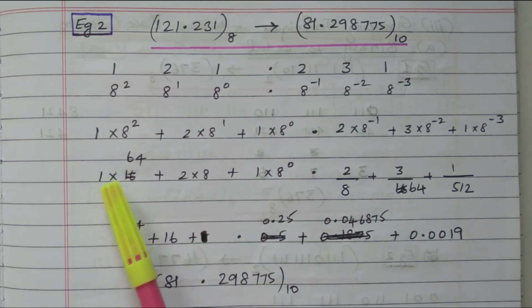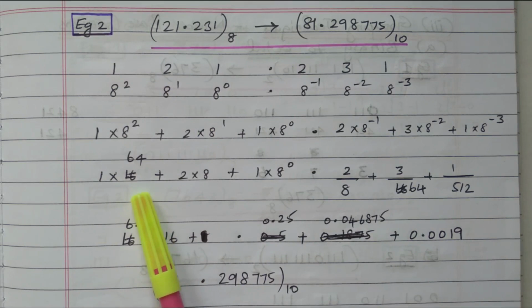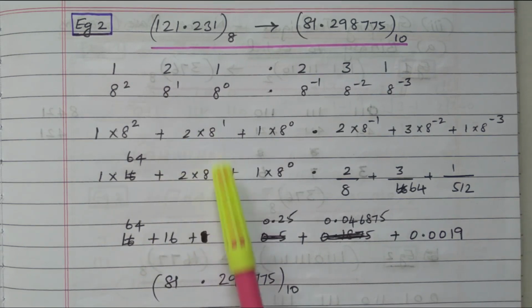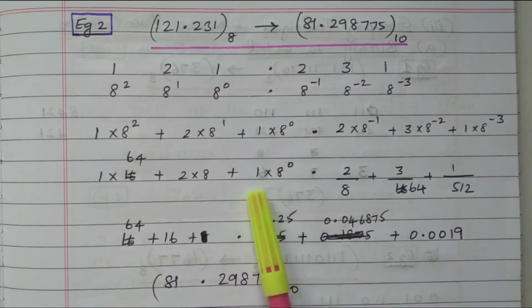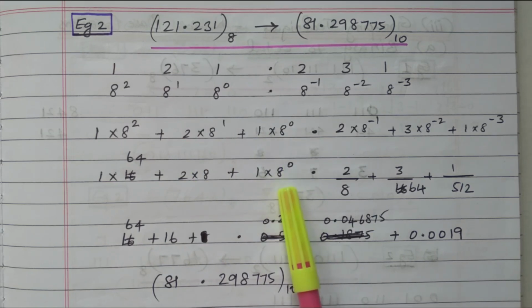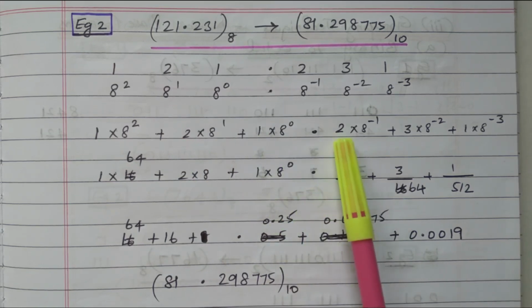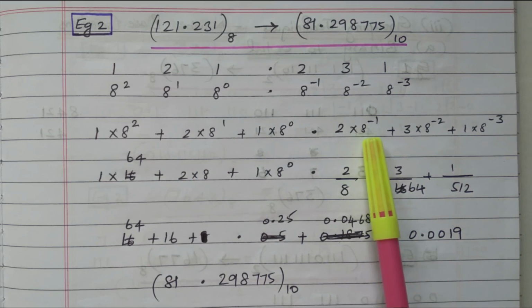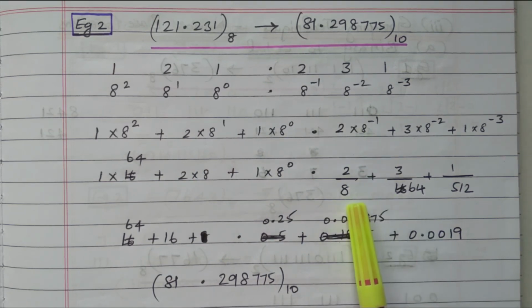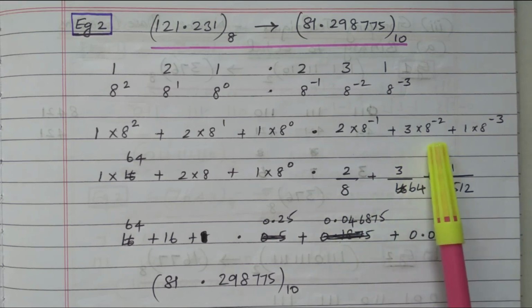1 into 8 power 2 is 64. 2 into 8 power 1 is 16. 1 into 8 power 0 means 1. Right. Then 2 into 8 power minus 1. This 8 power minus 1, while going to the denominator, becomes 1 by 8 power plus 1. Right. Similarly, 3 into 8 power minus 2.